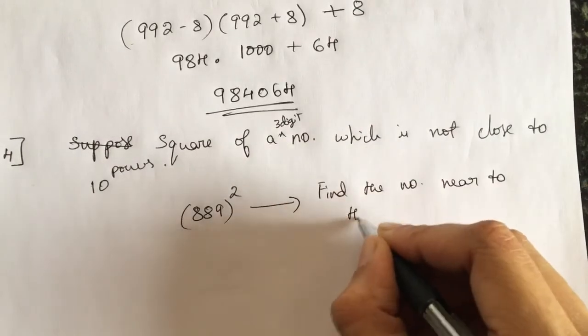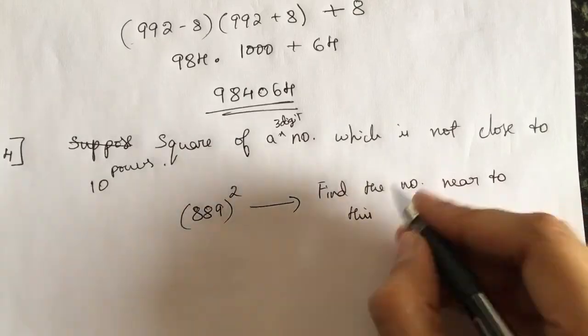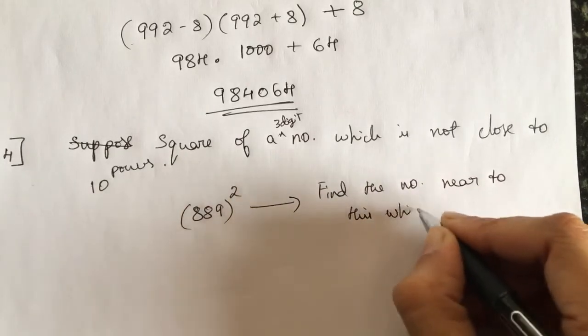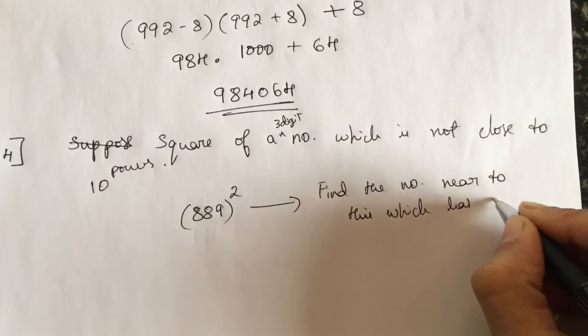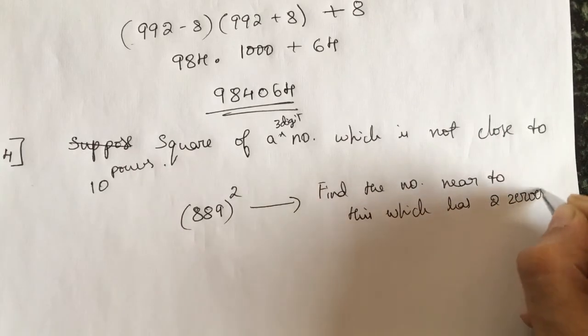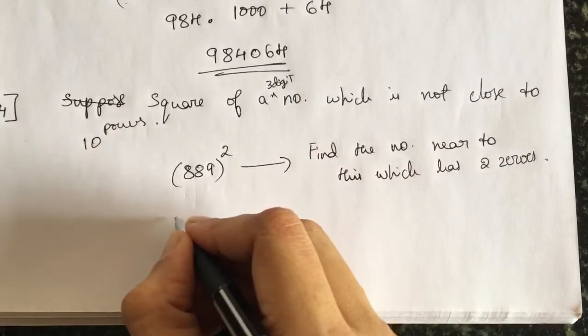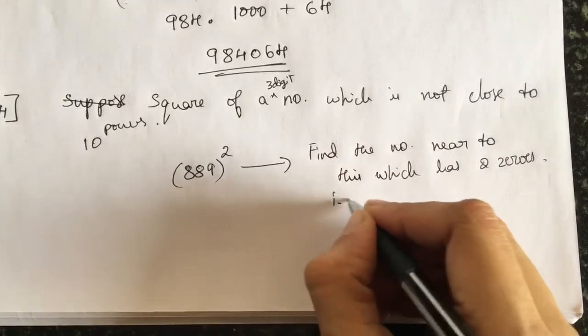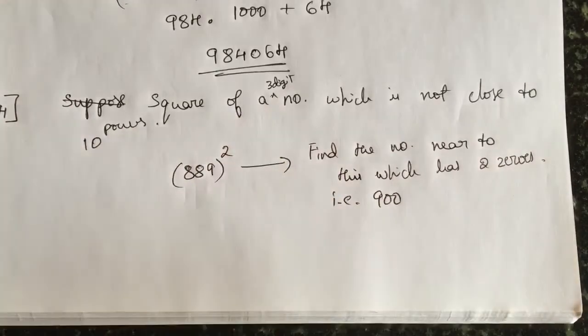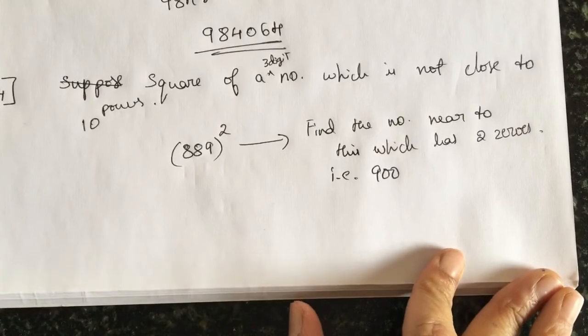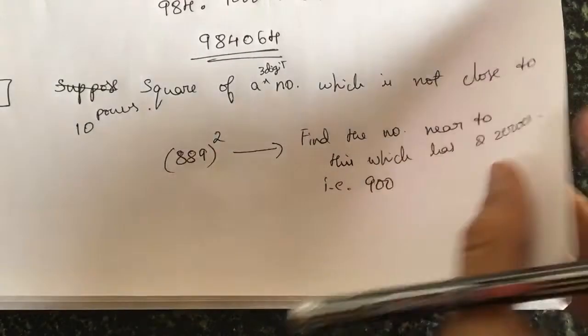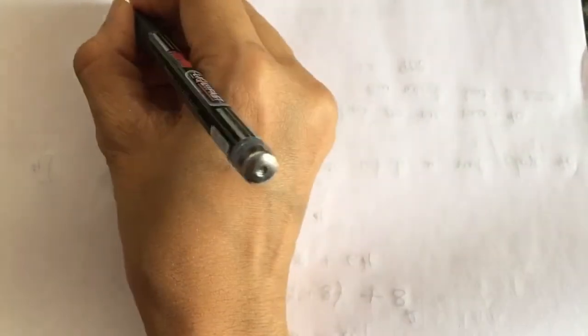Okay, find the number near to this which has zeros, 2 zeros in fact, since it's a 3-digit number. Okay, that's 900 in this case. In this case it is 900. So what you have to do is, what is the difference in fact?